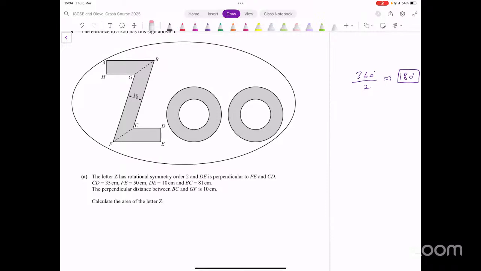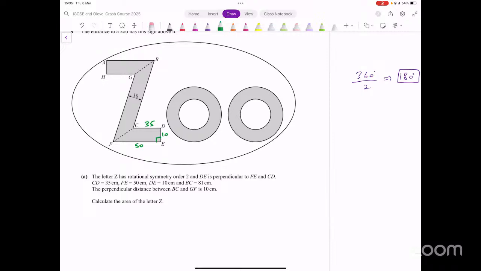What else are we given? DE is perpendicular to FE. DE, where is DE? DE is this. This is perpendicular to FE. Okay, so we have a right angle here. This angle is 90 degrees. CD is 35 centimeters. This is 35. FE is 50. DE is 10.